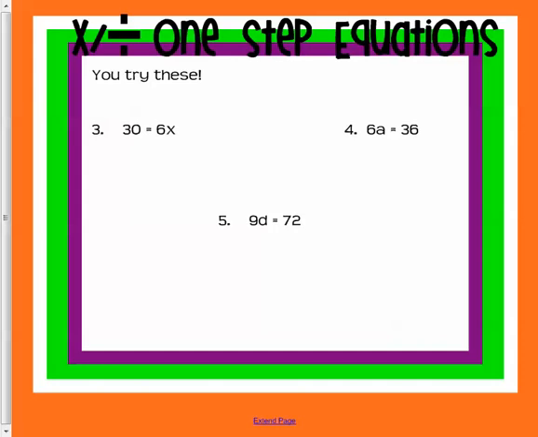Okay, now it's your turn. Try these. 30 equals 6x, 6a equals 36, and 9d equals 72. And I'll be back in just a second to show you what I did.